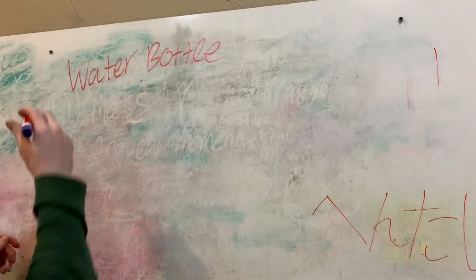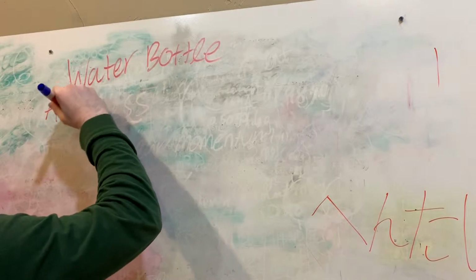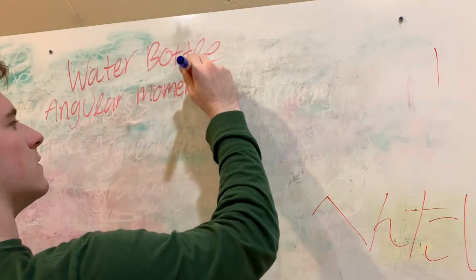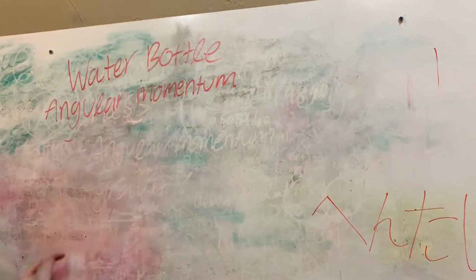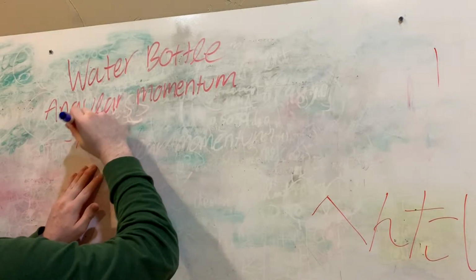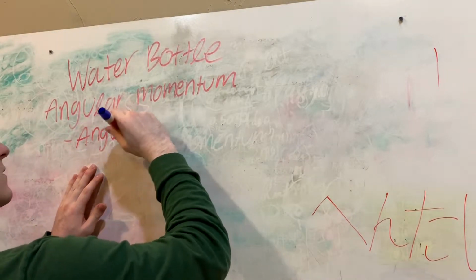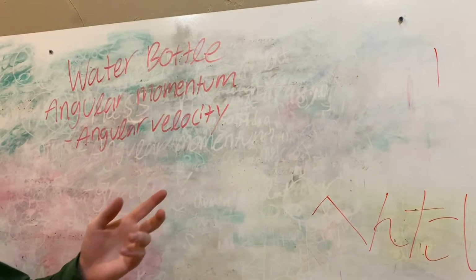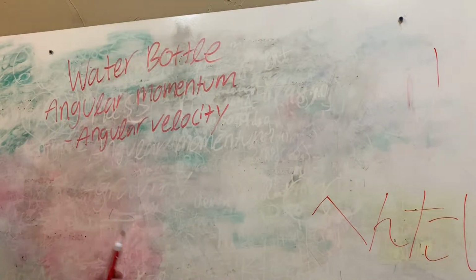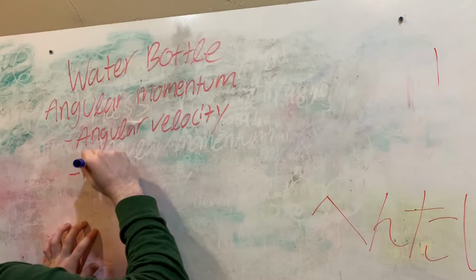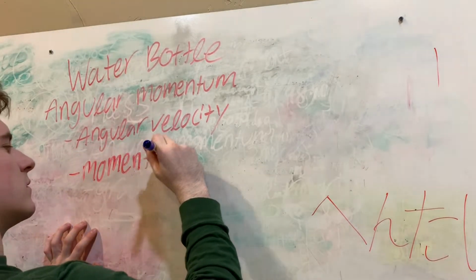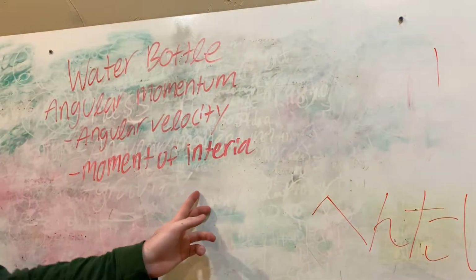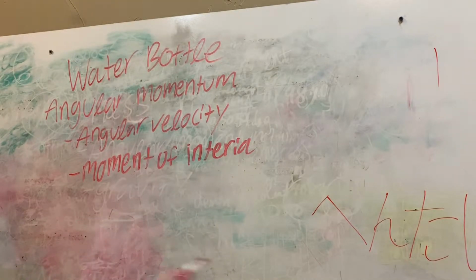Okay. Now, angular momentum deals with 2 concepts within that. That is angular velocity, which is essentially the speed at which the water bottle is spinning, and then it also deals with moment of inertia, which in this case is essentially how much mass is spread out from the center.